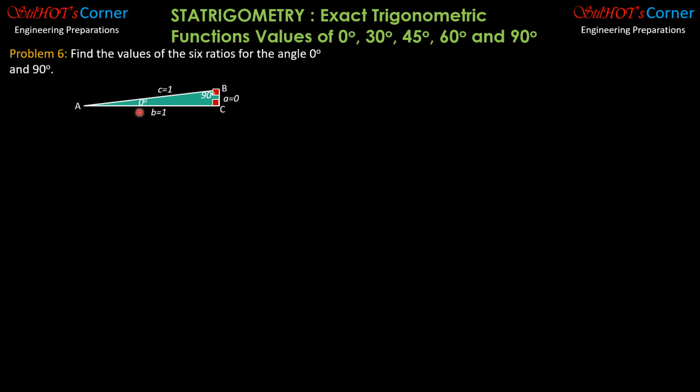So sine of 0 degree is opposite, which is 0 over hypotenuse 1. So sine of 0 degree is equal to 0. I hope that you can visualize 0 degree and 90 degrees so that you can state the values of the six ratios from 0 degrees and from 90 degrees. And of course, the reciprocal is 1 over 0, and that is undefined. So cosecant of 0 degree is 1 over 0, and it is undefined.